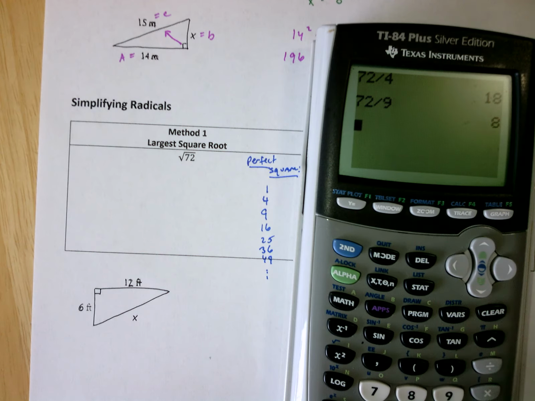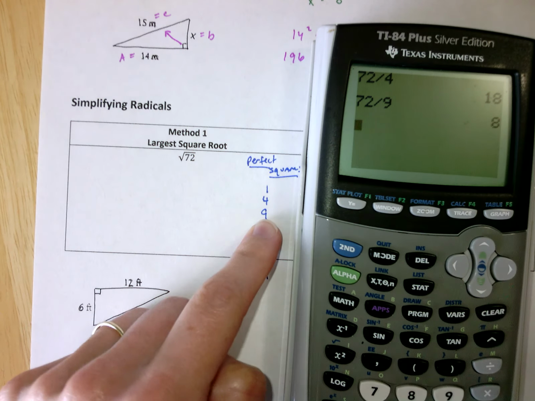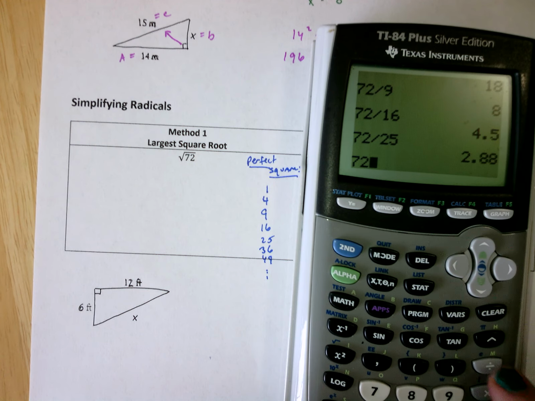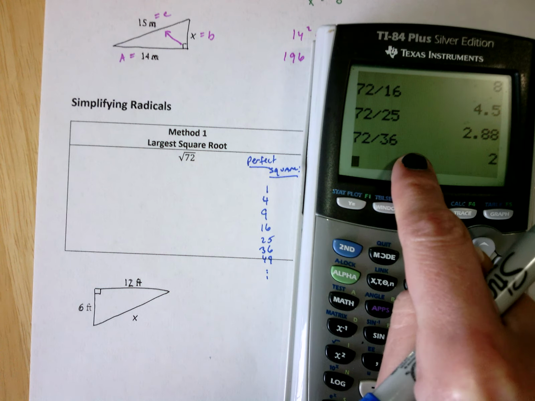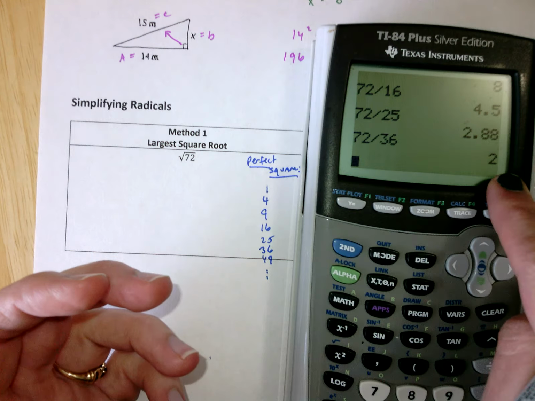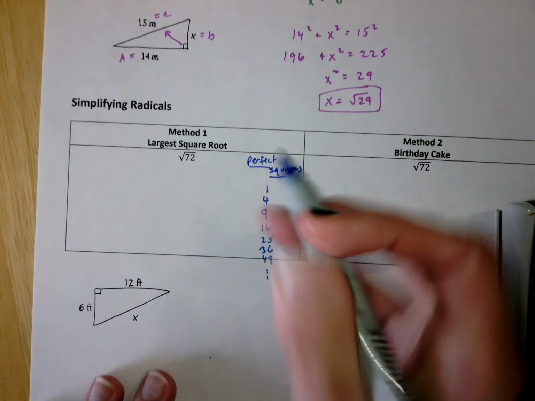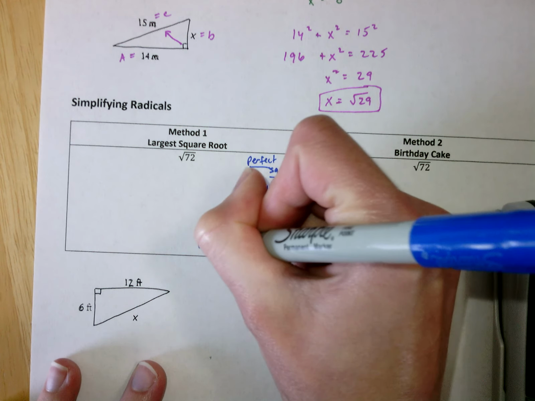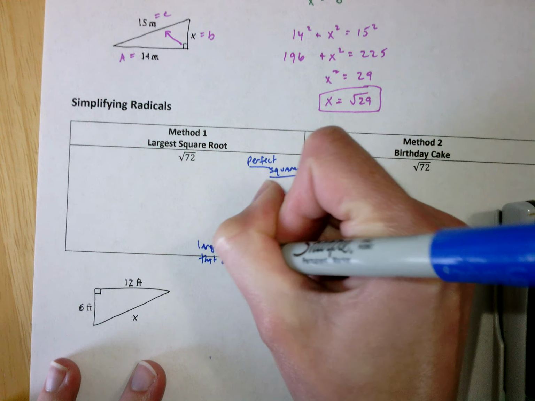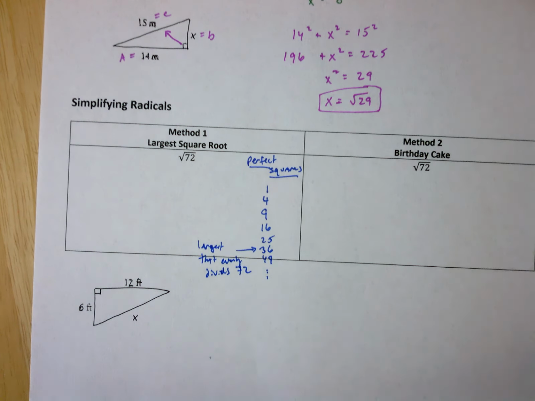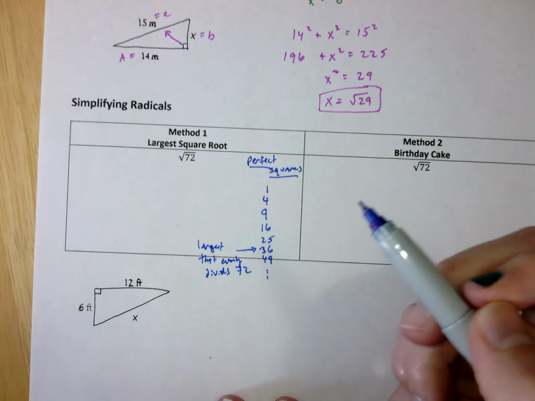Does 9 go into 72? Yeah, 8 times. 9 is bigger than 4, so we're going in the right direction. What about the next one? Does 16 work? No, not evenly. What about 25? Nope, not evenly. What about 36? Yeah, 36 goes in evenly, and it only goes in 2 times. There's not going to be something bigger than 36 that's going to go into 72. So 36, we figured out, is the largest one that evenly divides 72. That's what I'm looking for there. So what I'm going to do is take this square root and break it into 2 baby square roots.